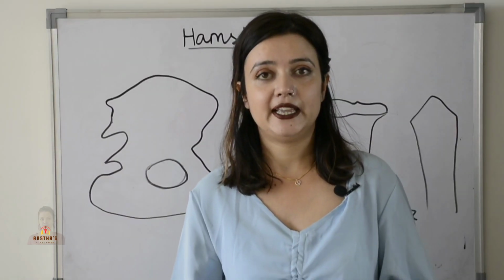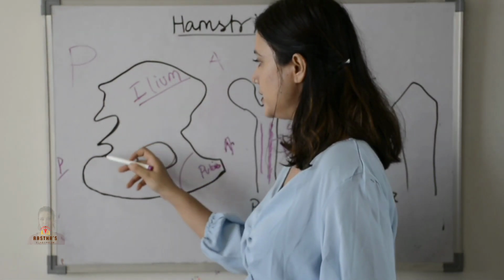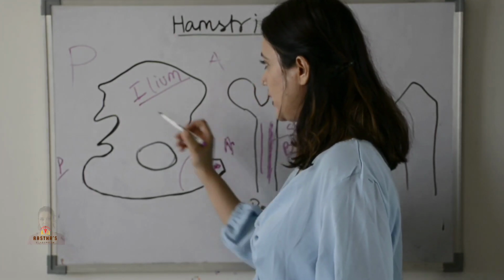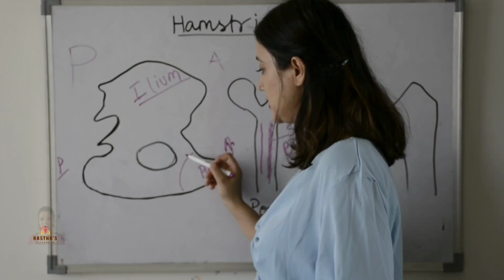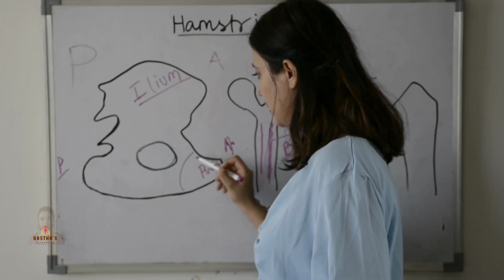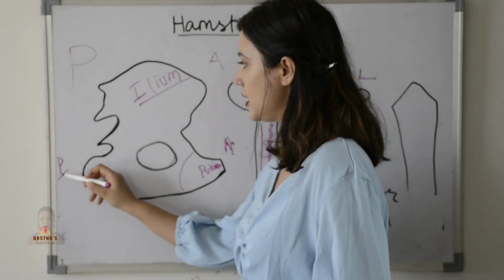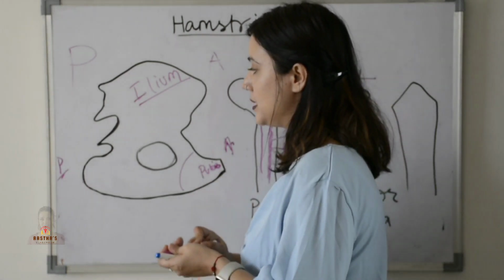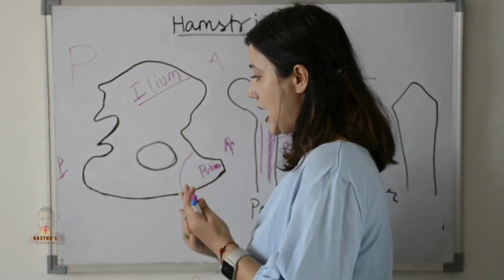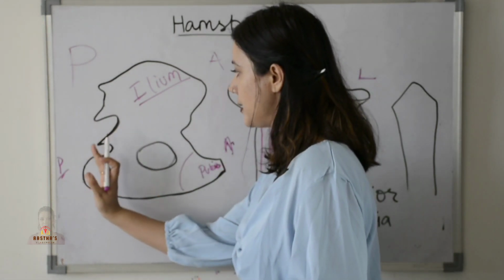Now where exactly in hip bone does it originate from? So in hip bone we have 3 different parts: ilium, ischium and pubis. Ilium is the superior part of the hip bone, pubis is the anteromedial part of the hip bone, and ischium is the posterior part of the hip bone. So since hamstring muscle is the muscle of the back of the thigh, its origin also happens from the posterior part of the hip bone.